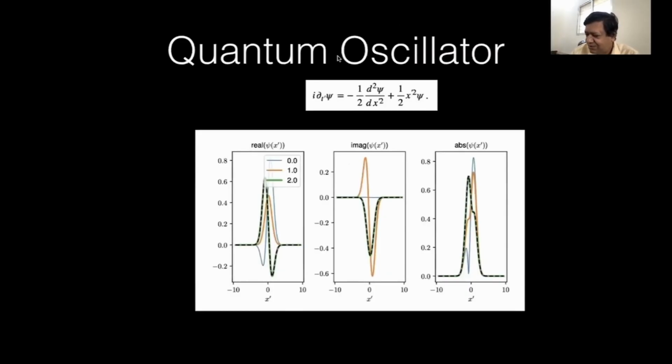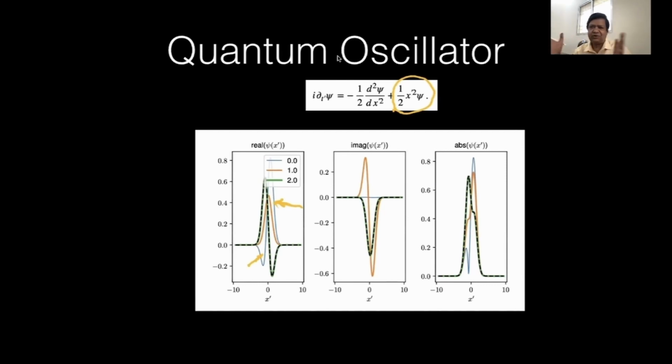Now we can also solve the quantum oscillator. The quantum oscillator has the potential term, which is half x squared. It is non-dimensionalized, so it is half x squared. The initial condition here is this blue curve, and it is a superposition of the ground state and the first excited state.